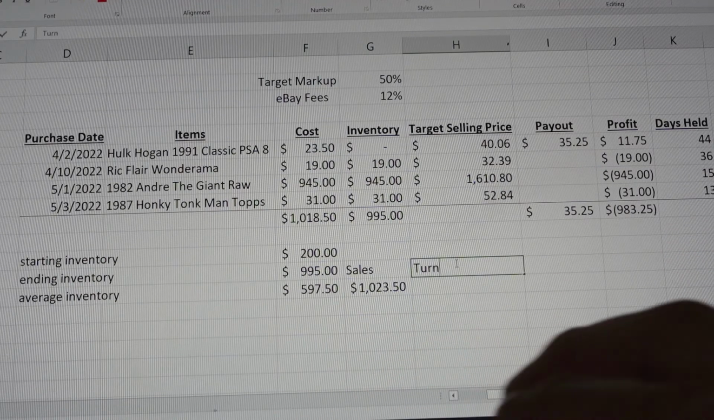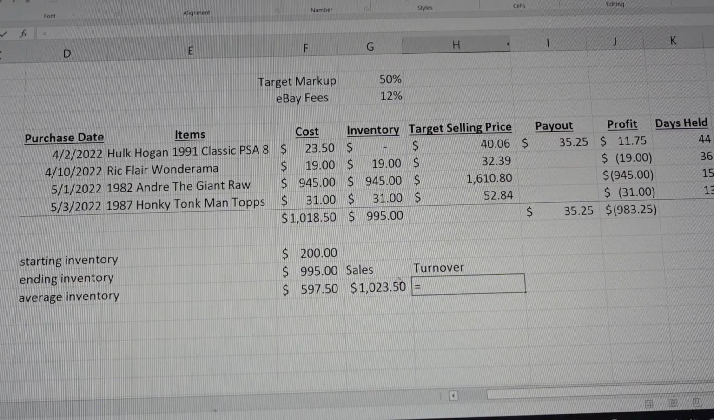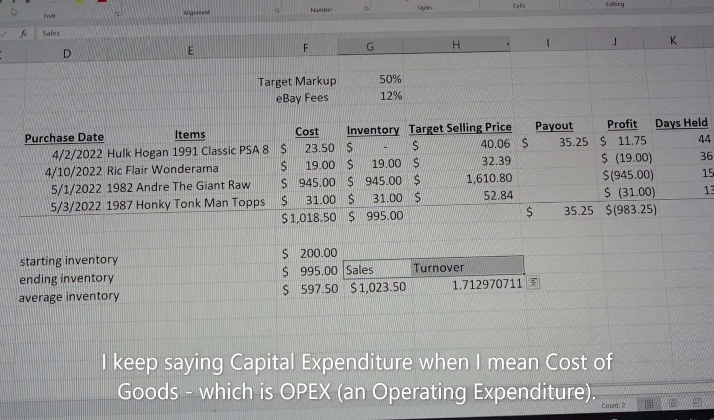Then your turnover equals sales divided by average inventory. Turnover is 1.71. So that's essentially the velocity of your capital expenditure. So let's think about this for a second. During that time, the average amount of money you spent was $597.50. That's the average amount of money that you had in your inventory that was locked up in that, not being sold. Once you sold that item, that capital expenditure goes back into your pocket, plus your profit.